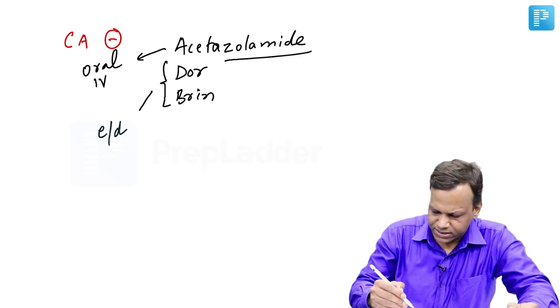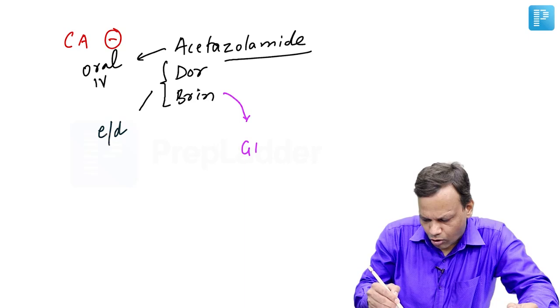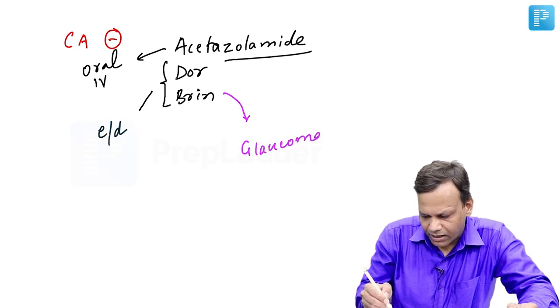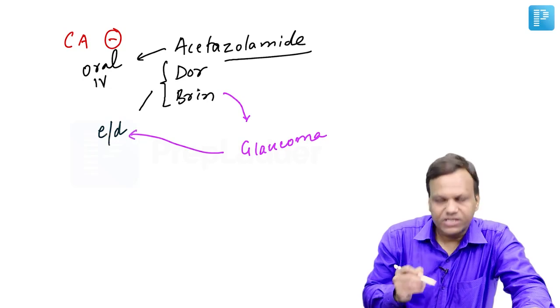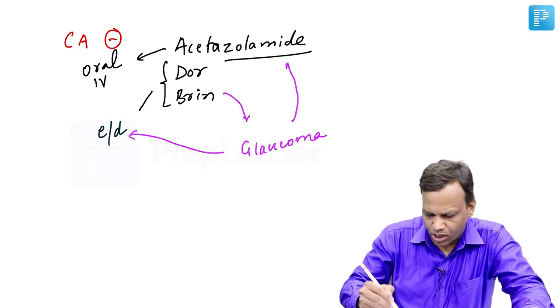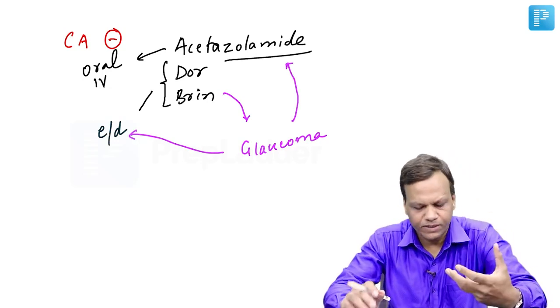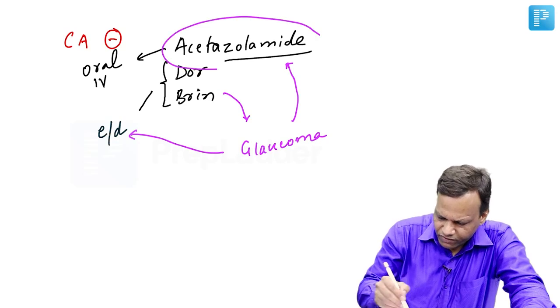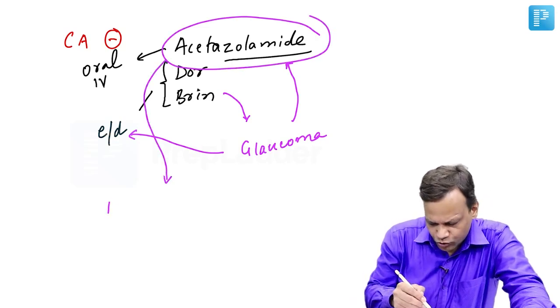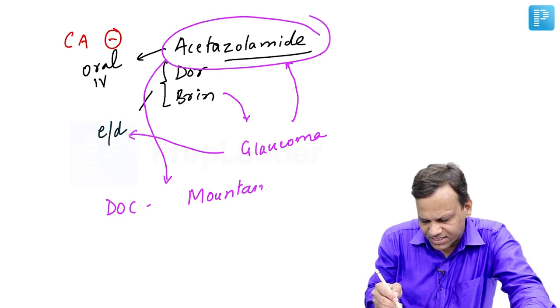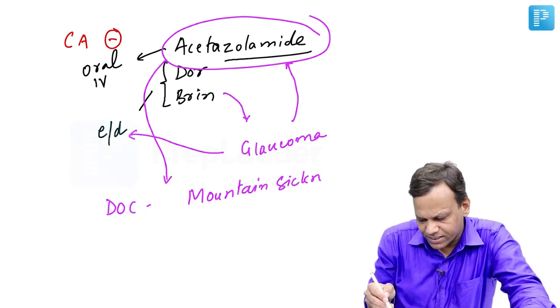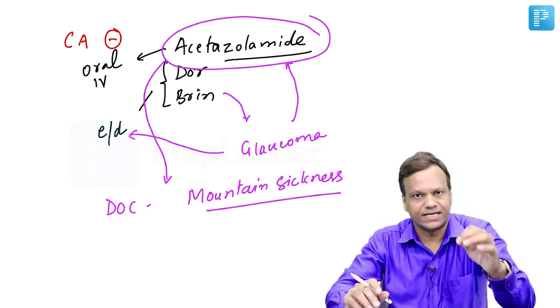Now these diuretics can be used in glaucoma, congestive glaucoma, basically angle closure glaucoma. Dorzolamide and brinzolamide are used as eye drops, whereas acetazolamide can be given orally or IV. A very important use of acetazolamide is that it is the drug of choice for treatment as well as prevention of mountain sickness.